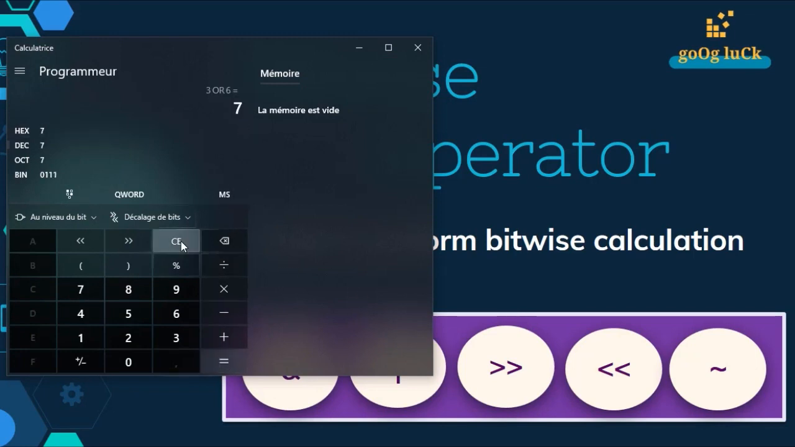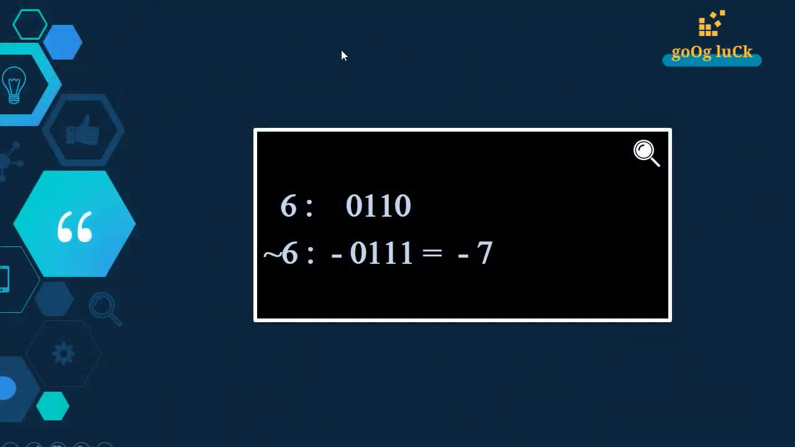Fine. The next operator that we have here is the NOT operator. Well, this operator is used to perform a NOT operation. So what is NOT of 6? It's -7, right? How is it -7? So 6 in its binary form with 4 bits is 0110. If you perform a NOT of 6, what will you get?